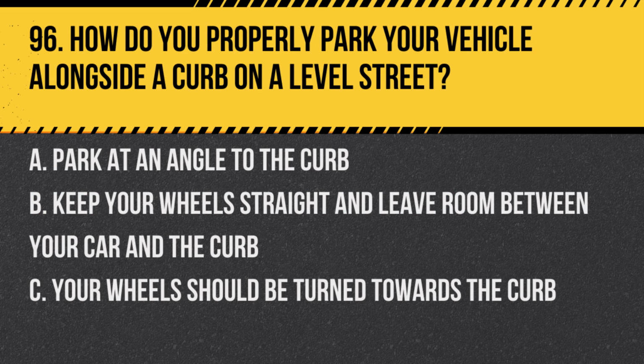Question 96. How do you properly park your vehicle alongside a curb on a level street? A. Park at an angle to the curb. B. Keep your wheels straight and leave room between your car and the curb. C. Your wheels should be turned towards the curb.